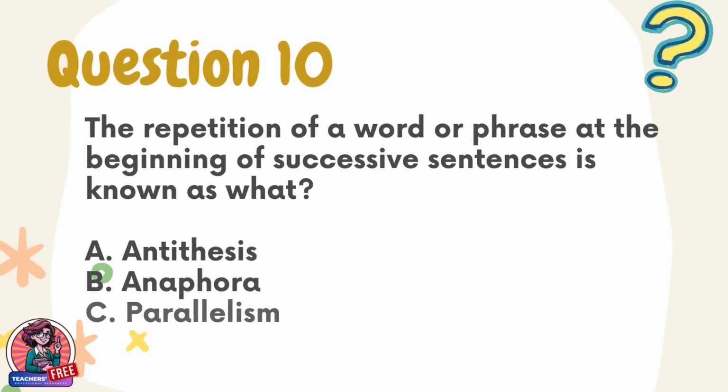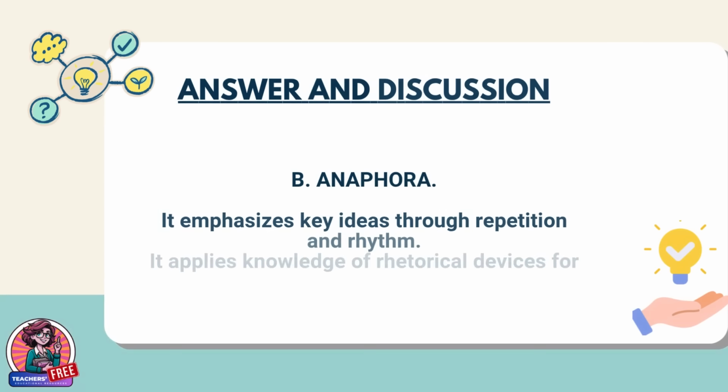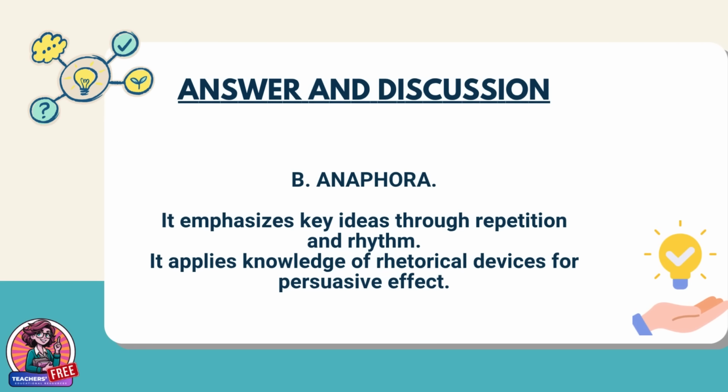Question 10. The repetition of a word or phrase at the beginning of successive sentences is known as what? A. Antithesis. B. Anaphora. C. Parallelism. Answer: B. Anaphora. It emphasizes key ideas through repetition and rhythm. It applies knowledge of rhetorical devices for persuasive effect.